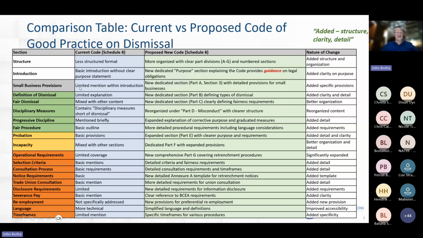The green area then goes into a lot of detail on misconduct dismissals.